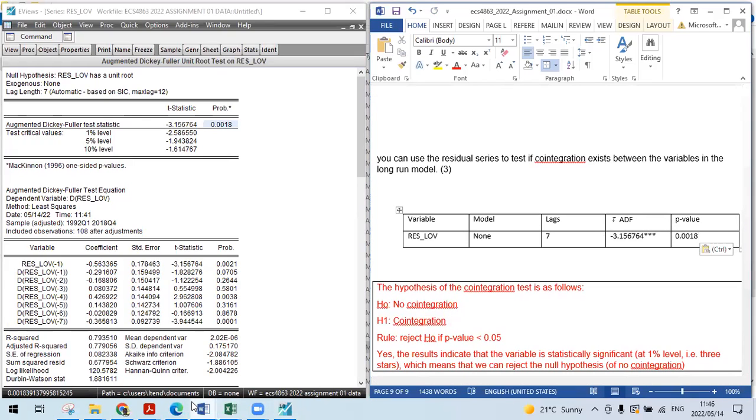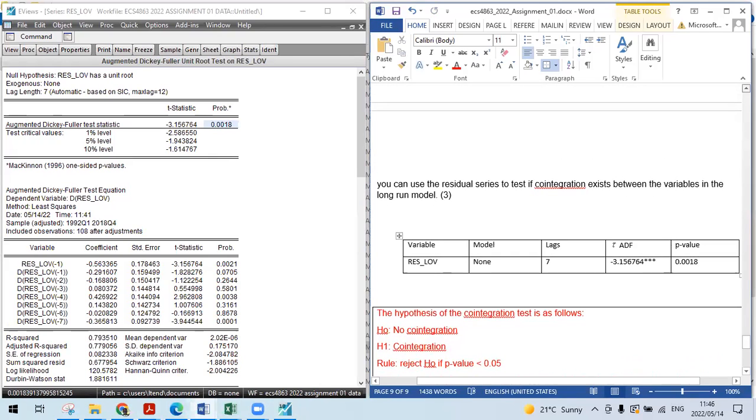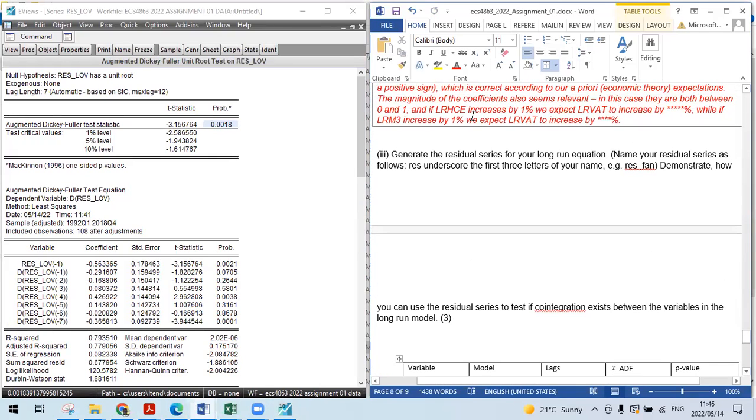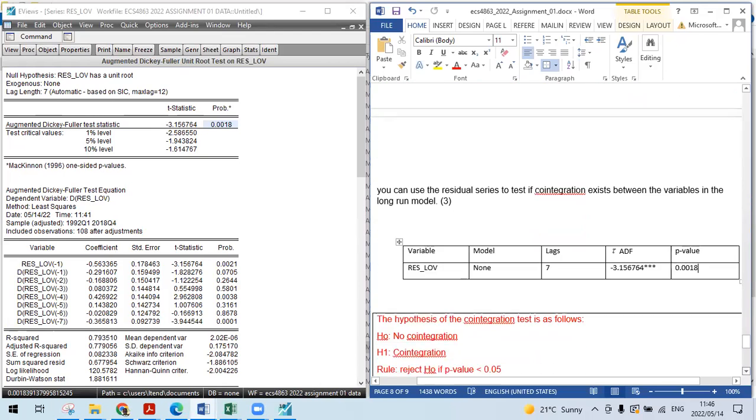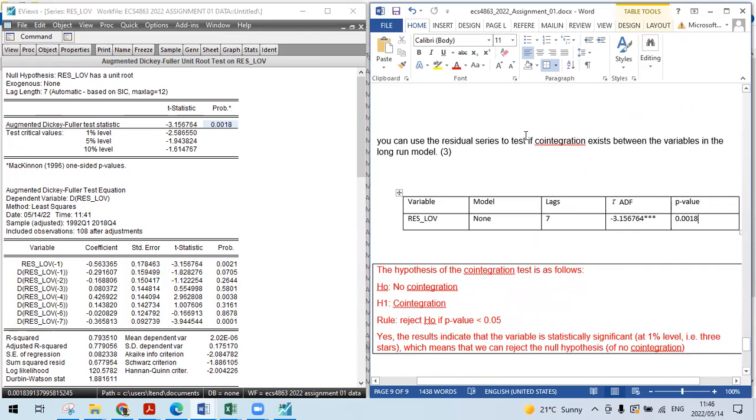So the question is saying, how come we're not seeing the question? Well, the question is up there. Generate the residual series for your long run equation. Name your residual series as follows: Res underscore the first 3 letters of your name. Demonstrate how you can use the residual series to test for co-integration, to test if co-integration exists between the variables.